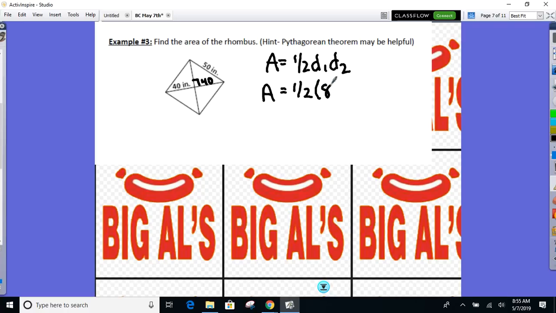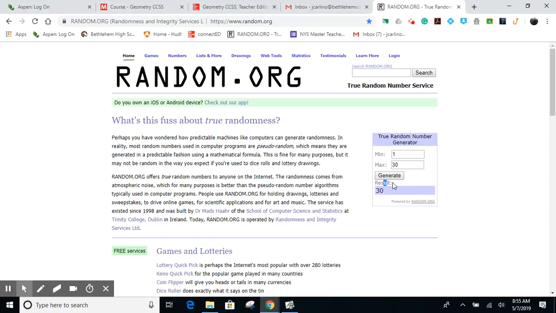80, yes. So one full diagonal is 80. How do I find the other diagonal? There's your hint. Anytime you're in a rhombus, look for Pythagorean theorem to be applied. Because I do have 50, I have 40, and now you can find this piece here. I'm going to need somebody to set that up, though.